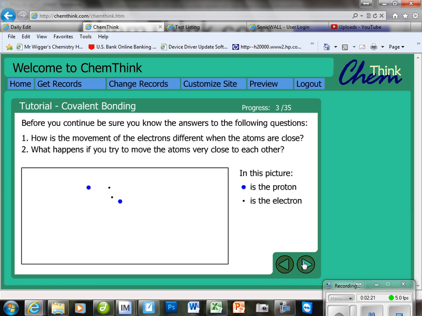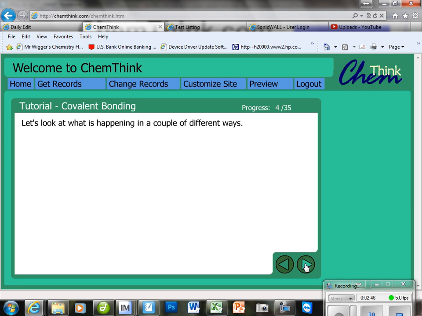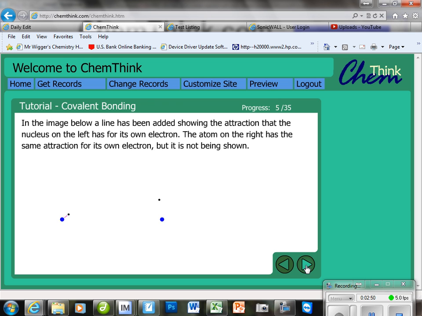What happens if you try to move the atoms very close to each other? That's something that I need to show you right now, because I haven't shown you that yet. So let's try and move them together. Yeah, they don't really want to get closer together, do they? We can jam them a little bit, but then they're always going to settle at just about exactly the same distance. Okay, so let's move on. Let's look at what happens in a couple of different ways.